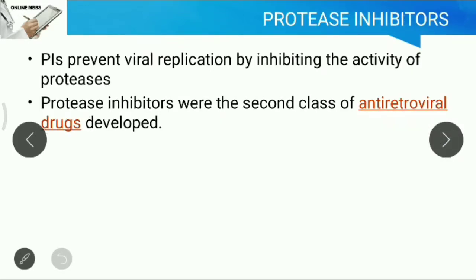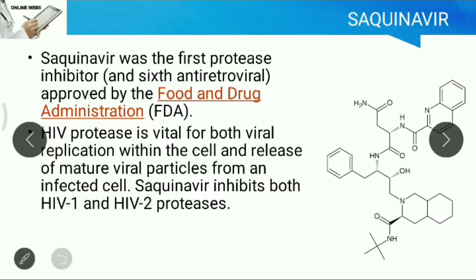Protease inhibitors. Protease inhibitors prevent viral replication by inhibiting the activity of protease. Protease inhibitors were the second class of antiretroviral drugs developed. Saquinavir was the first protease inhibitor and the sixth antiretroviral drug approved by the Food and Drug Administration. HIV protease is vital for both viral replication within the cells and release of mature viral particles from an infected cell. Saquinavir inhibits both HIV1 and HIV2 proteases.